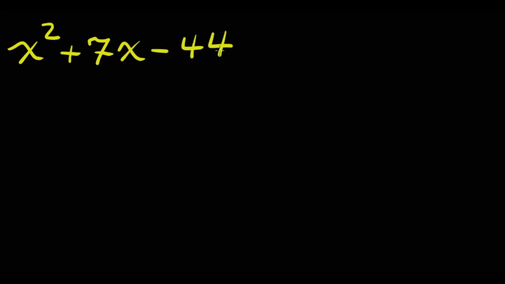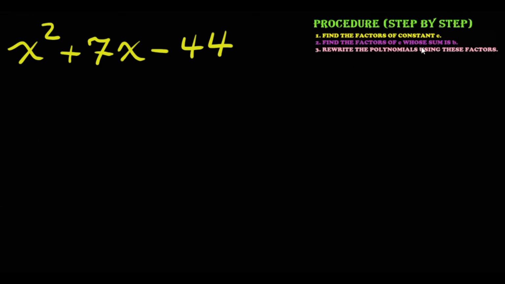Let's try another one. Let's try x squared plus 7x minus 44. Okay, so this is a trinomial, and we're going to factor this going through the procedure. Okay, so let's look at the procedure. We got step by step of how to do it. It's really, really simple. Let's go ahead and try it.